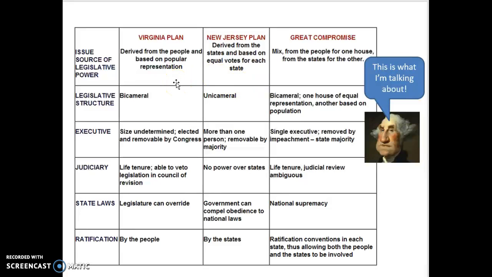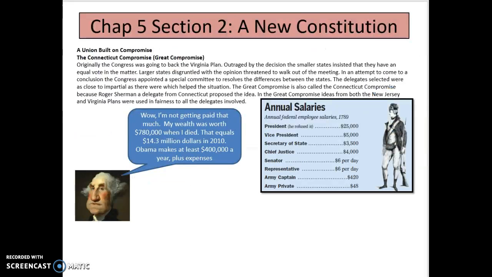And that's exactly what needs to happen: this Great Compromise and the way that they broke our government down was truly genius at the time. Most people don't realize exactly what an amazing compromise this was. So the Union was built on compromise. The Connecticut Compromise is the Great Compromise. So keep those three terms basically separate in your head.